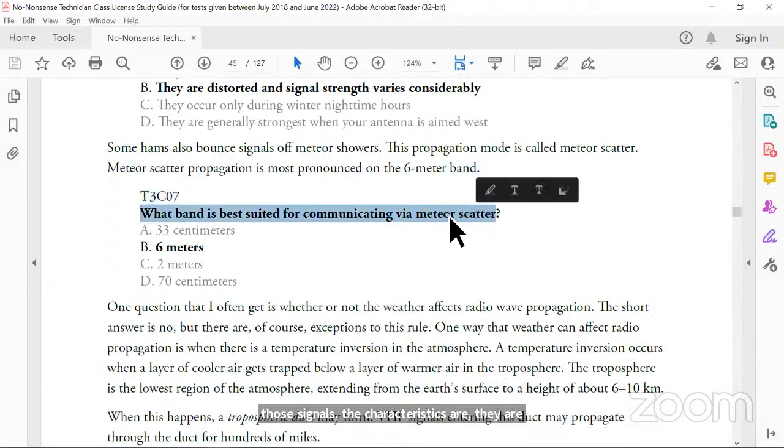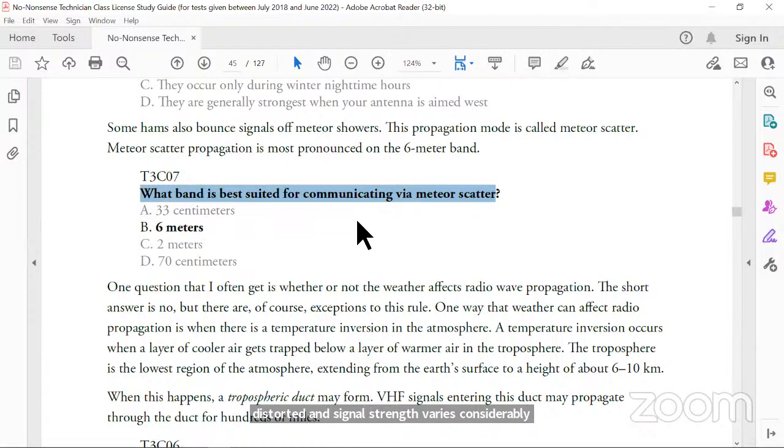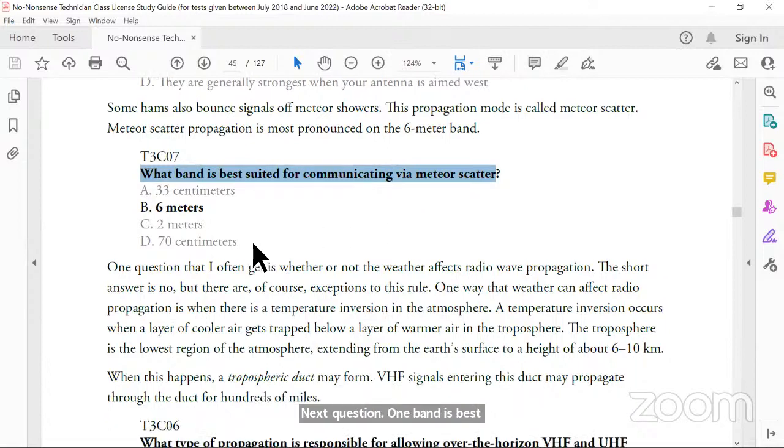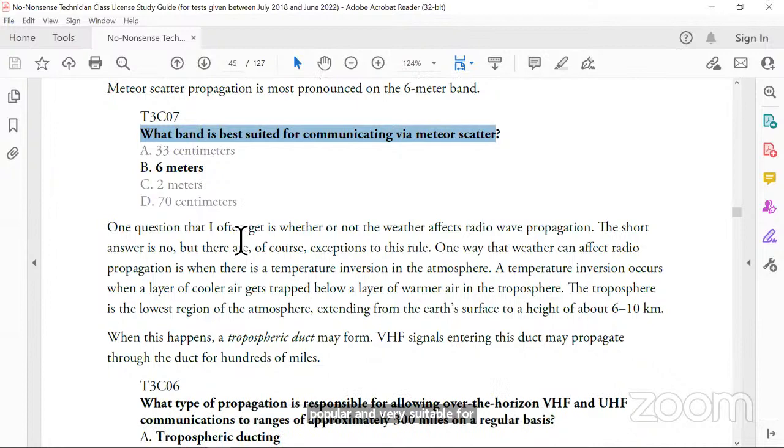Next question. What band is best suited for communicating via meteor scatter? So we did say that 6 meter is very popular and very suitable for meteor scatter propagation.